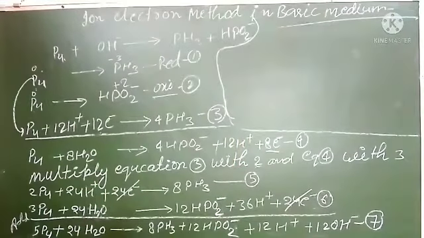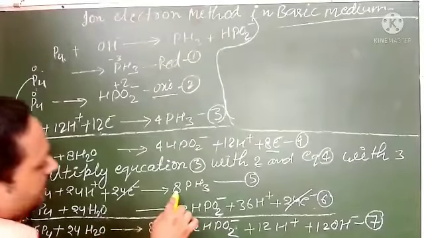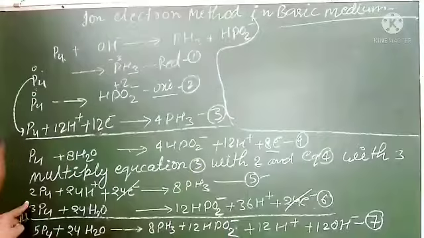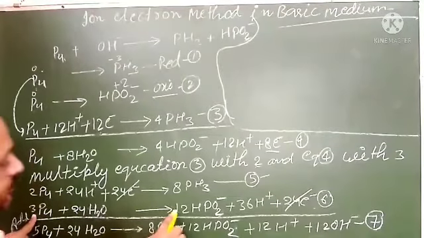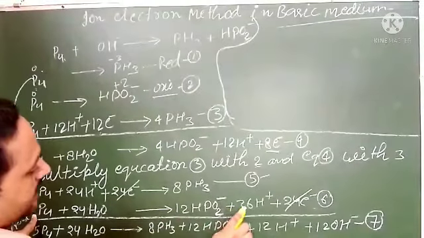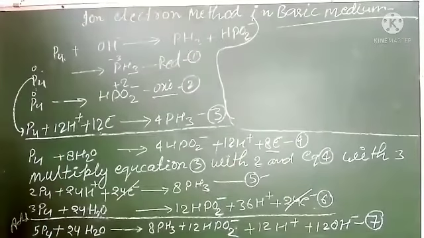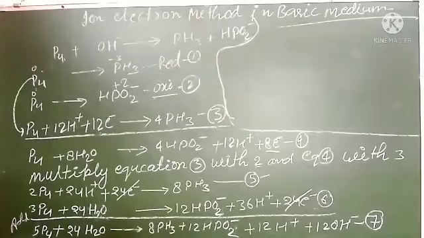So after multiplying, I have written here 2PO2 plus 24H plus 24 electron gives out 8PS3. It is written equation 5. Next is here 3. After multiplying, 3P4 plus 24H2O gives out 12HPO2 plus 36 hydrogen plus 24 electron. Is it clear? So now we are going to add. So I wrote here add. We can add it. Okay.